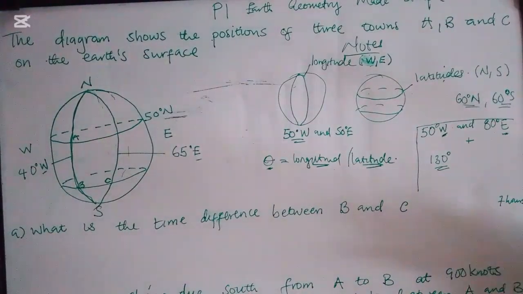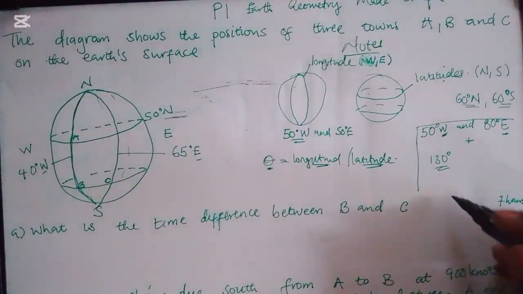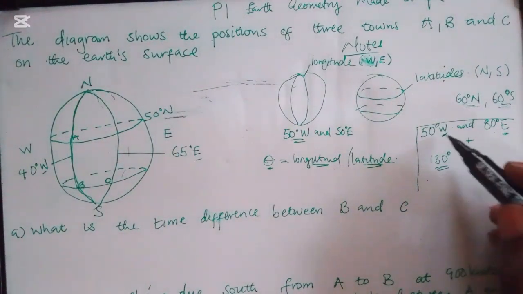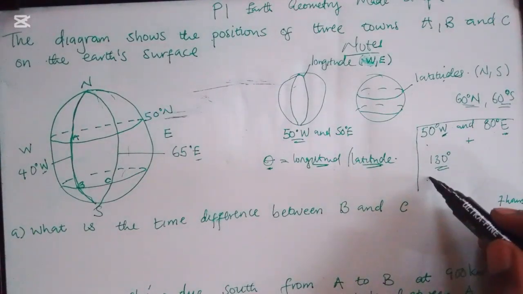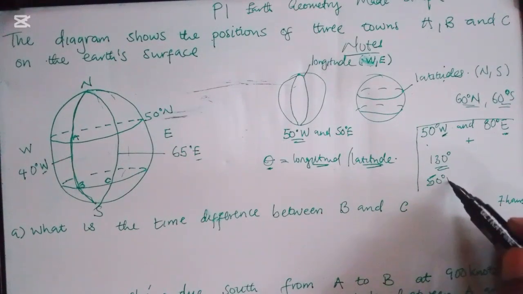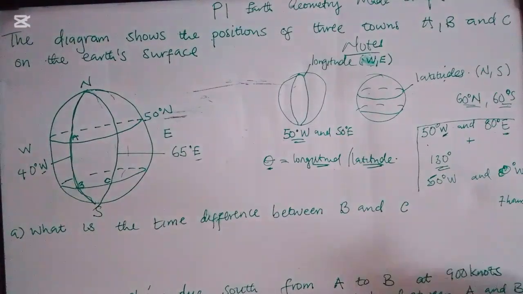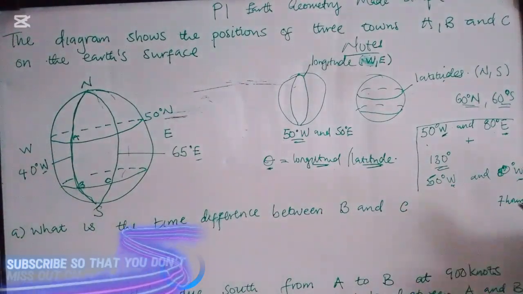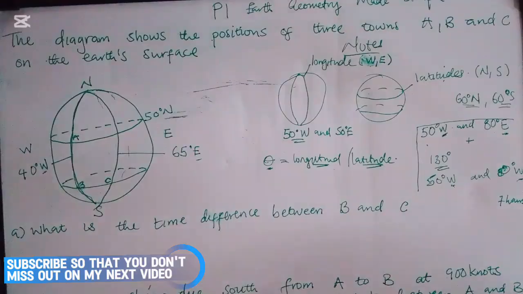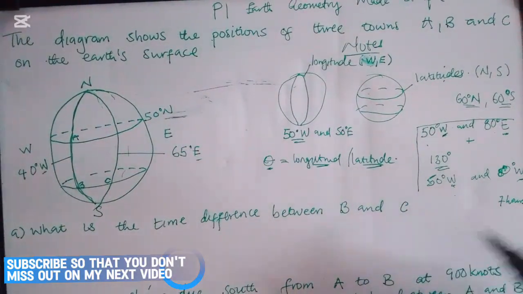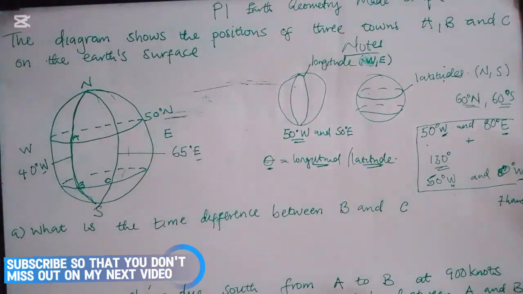Then if you have the same side, let's say it wasn't 50 and 80 east, but it was 50 degrees west and 80 degrees west, meaning you have the same sides, it can either be east or west, you are supposed to subtract. So same side you subtract, different sides you add.